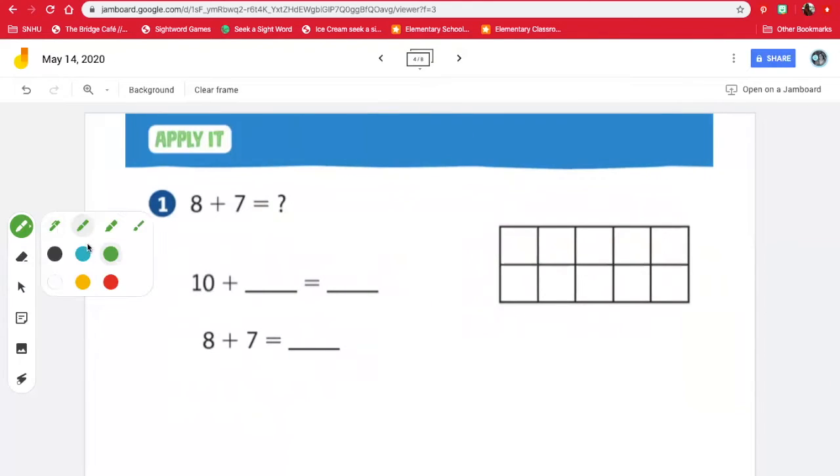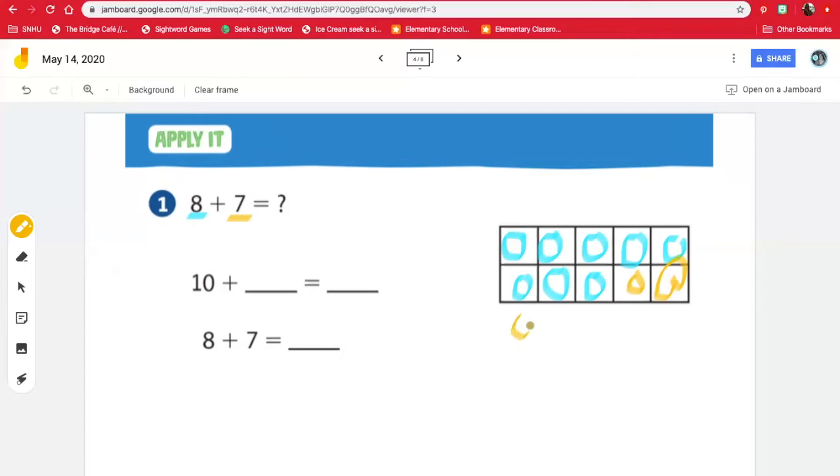So let's try this way. Let's first draw the 8 in blue, and we'll draw the leftover in yellow. So 1, 2, 3, 4, 5, 6, 7, 8. Now we need to count on to 7. But remember, we want to fill the 10 frame up first. So we have 1, 2, 3, 4, 5, 6, 7.